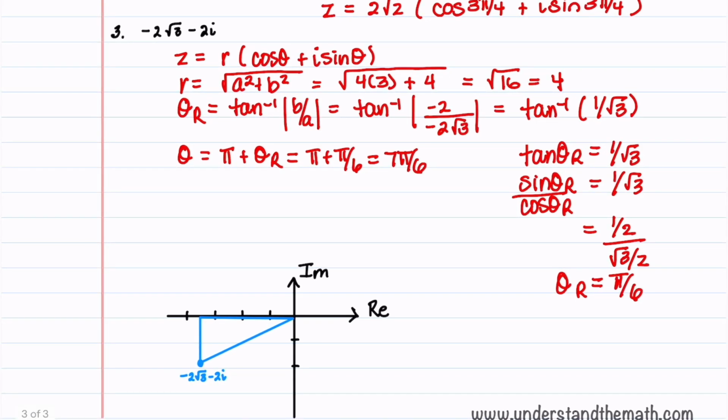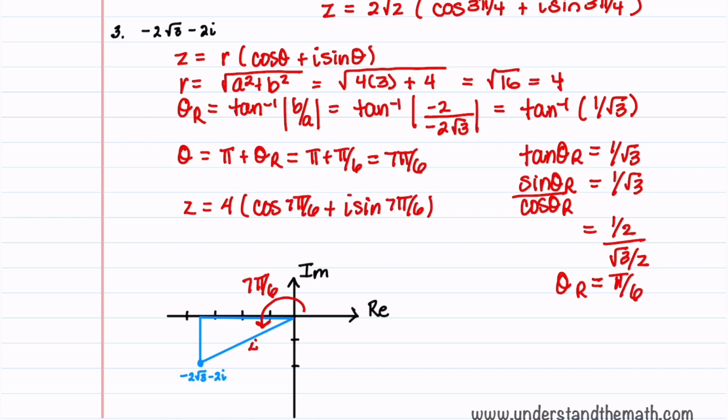So our number can be written as r, which is 4, times cosine 7 pi over 6 plus i sine 7 pi over 6. And we can see that this angle is 7 pi over 6. And our radius is equal to 4.